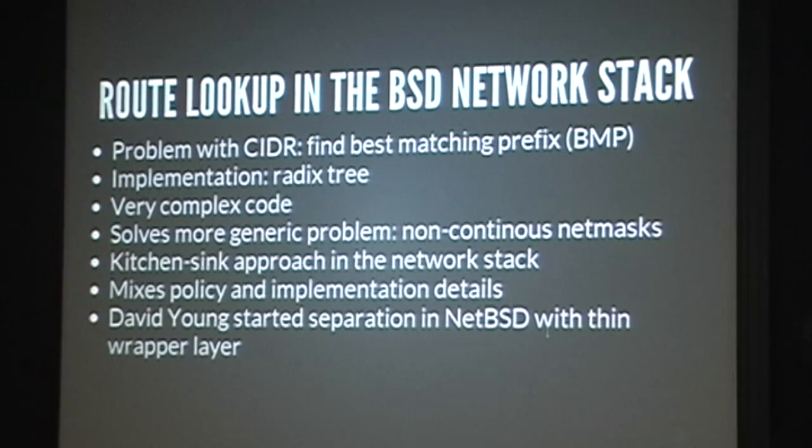So the last part is future work for the route lookup. The basic problem we are facing in the network stack is we want to find the best matching prefix in the routing table, and that's been implemented using a radix tree. The code for that is very complex. Part of that is because it tries to solve a more generic problem than it has to.